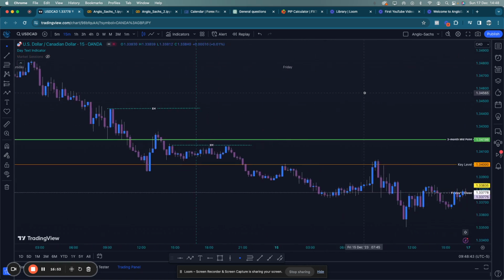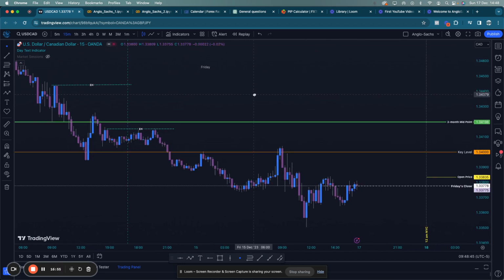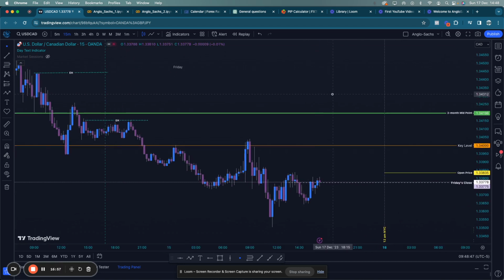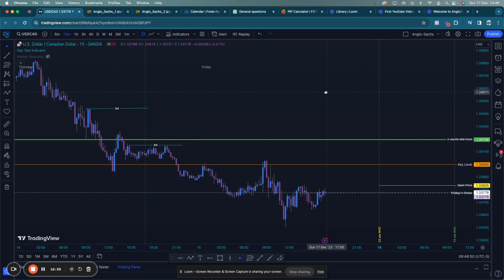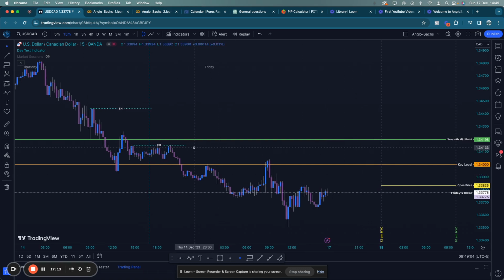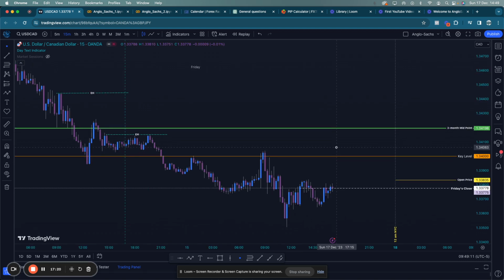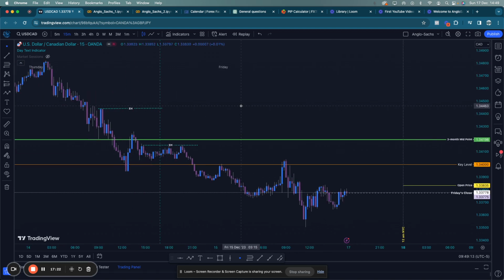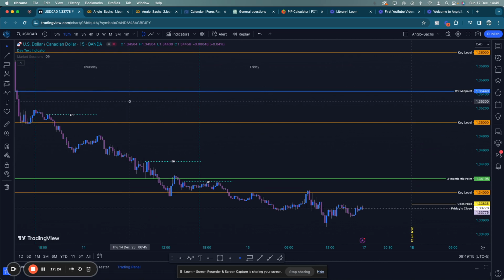What I'm looking at going into Monday, Tuesday, potentially Wednesday, is for price to begin to trade above this key level here, this 134. And this is my first target. This is my first profit target that I'm looking at. This is my second, and this is my third.